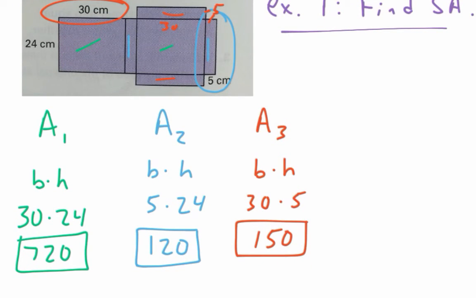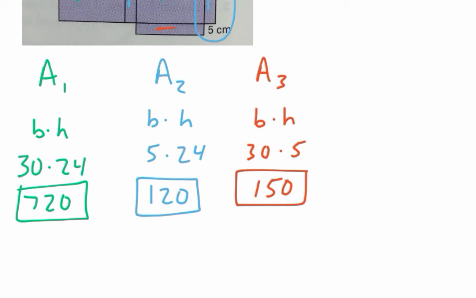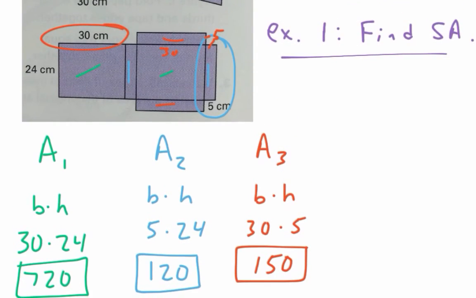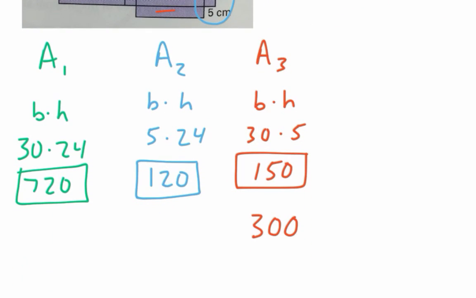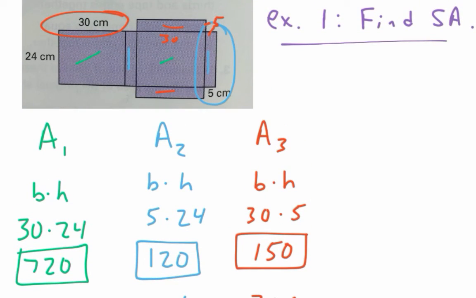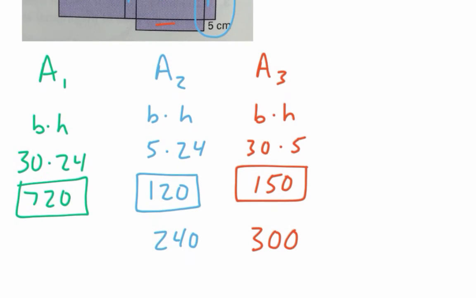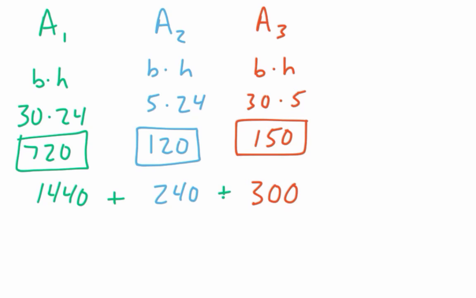Okay, now I had 2 of those red sections. That's going to be a total of 300. I had 2 of the blue sections, so 120 times 2 is 240. And I had 2 of those greens, so 720 times 2 is 1440, nice. And maybe I should be writing times 2, times 2, times 2. But now if we add all those together, the first 2 give me 1680 plus another 300. Total area, 1980. So the surface area is 1980.